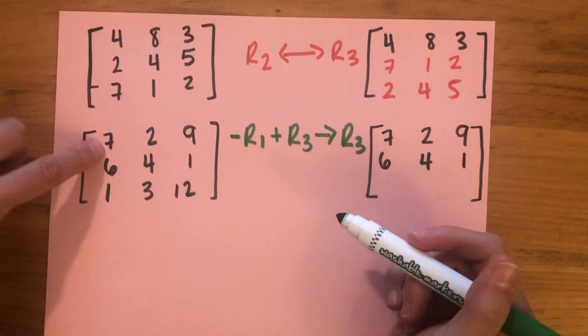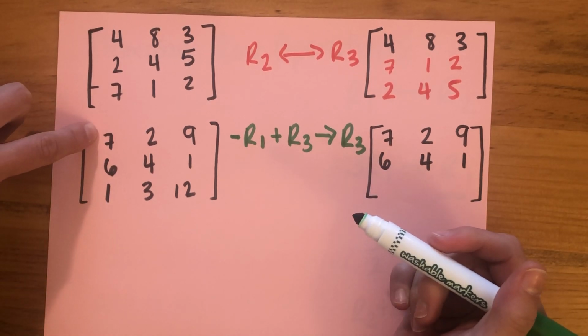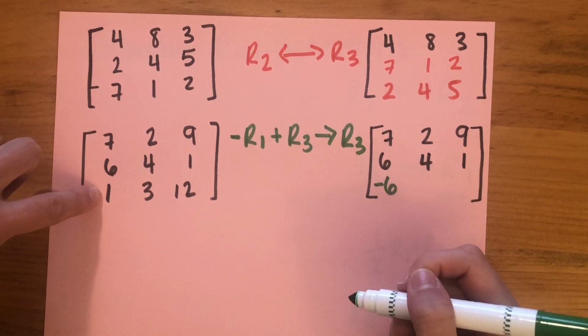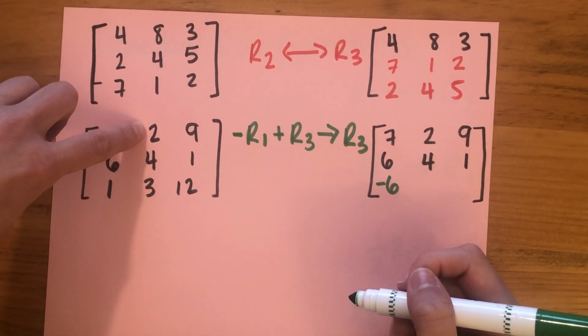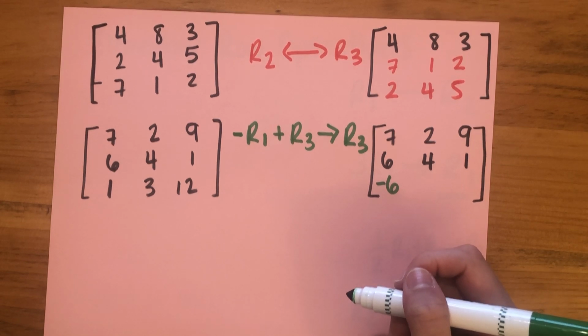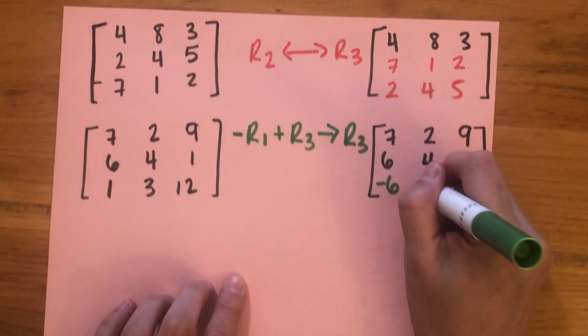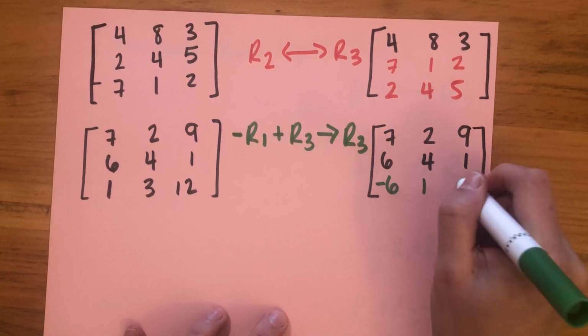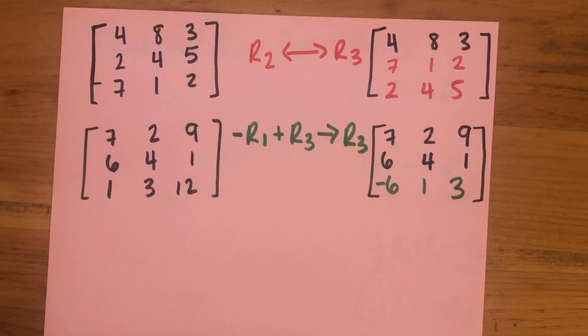And then now we just have to do negative row 1 plus row 3, and that's all going to go here. All right, well, negative 7 plus 1, negative 6. Negative 2 plus 3 is positive 1. And negative 9 plus 12 is positive 3.